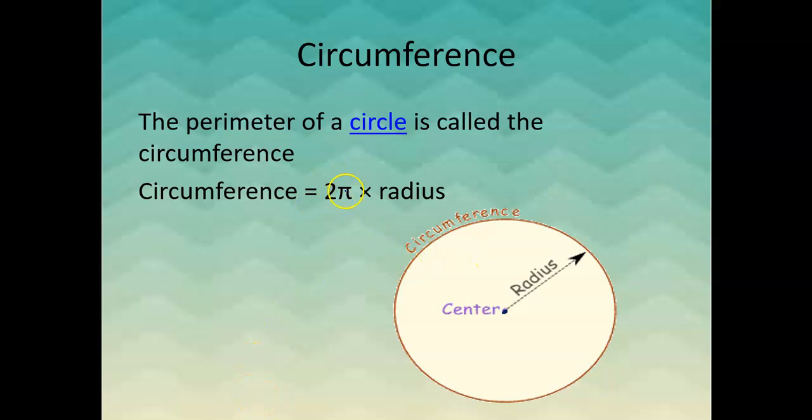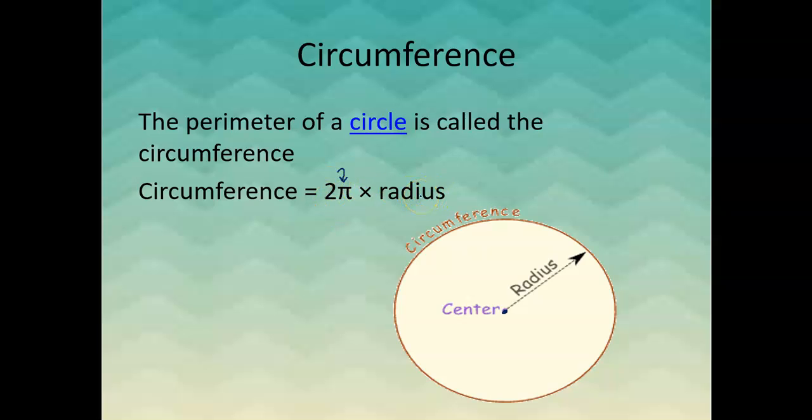Circumference is just 2 pi times the radius, or 2 pi radians. This pi is not a variable. Remember, pi is a number. It's 3.14159, yada, yada, yada. It keeps on going. So it is a specific number, but because there's no way for us to possibly write the entire number, we use this symbol to represent the number. But it's not a variable.